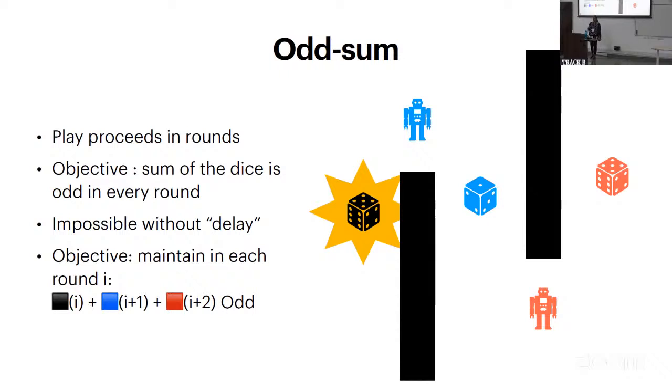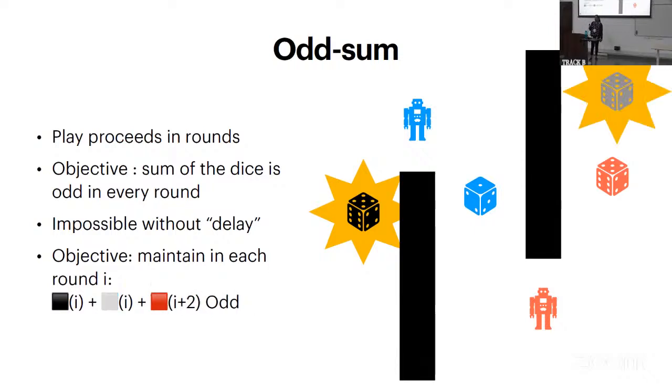So instead, if I change the objective, what I want is again the sum to be odd, but I want the sum of the red dice plus the blue dice in the previous round plus the black dice two rounds before that. If this is what I want to make sure is odd, this indeed you can do, right? How will you do it? There are several different ways, but you can think of some way of doing it.